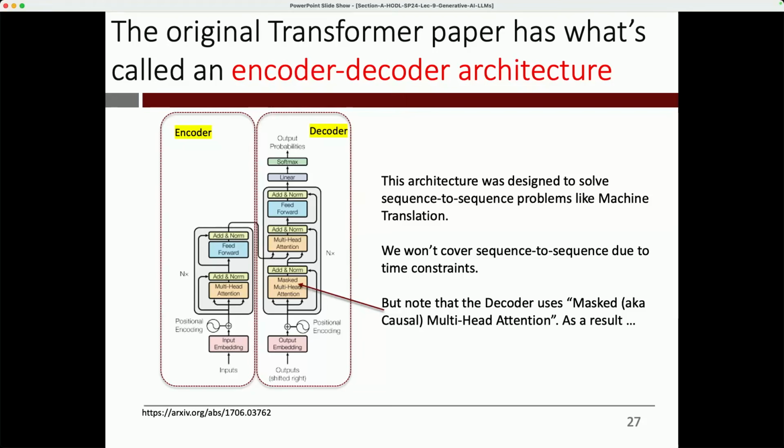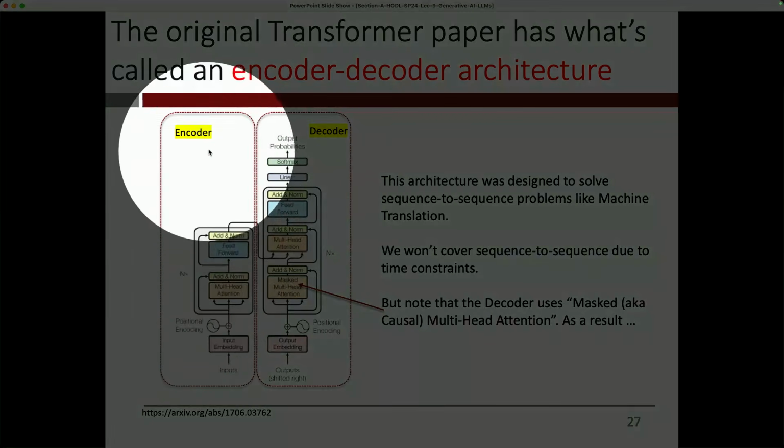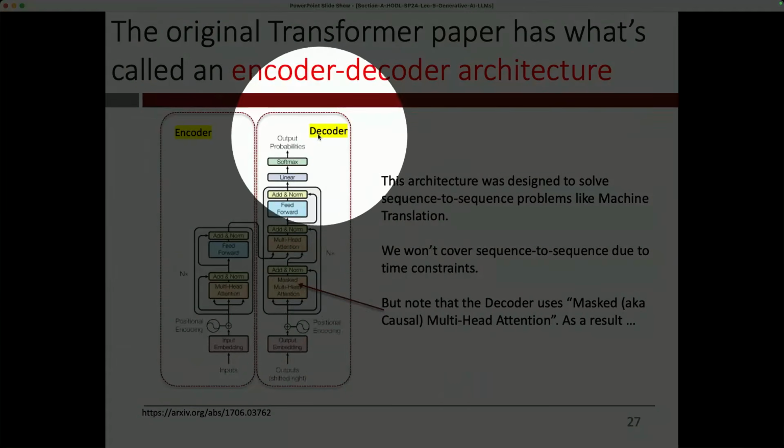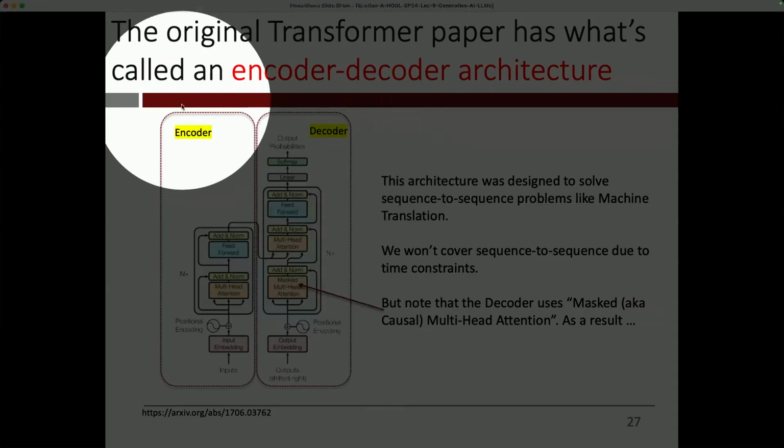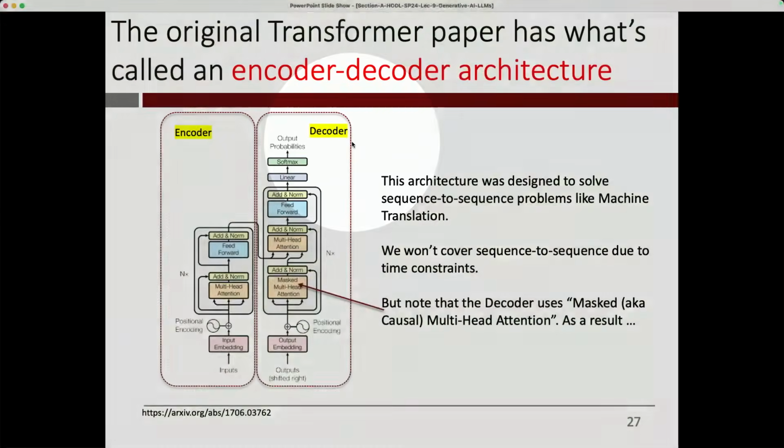So if you look at the original transformer paper, it was created for machine translation, English to German, right? Those kinds of use cases. So it had something called an encoder, which we are very familiar with from last week. And then it had something called a decoder, right? It is called the encoder-decoder architecture. And we are not going to cover the encoder-decoder architecture because we are not covering machine translation in this class.